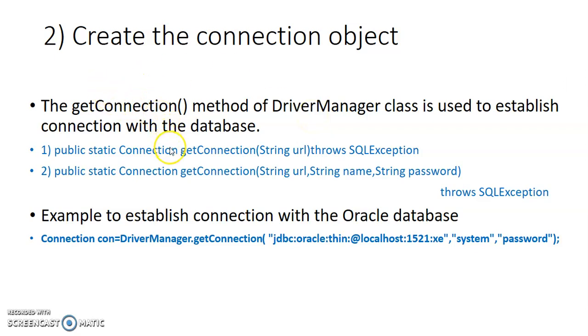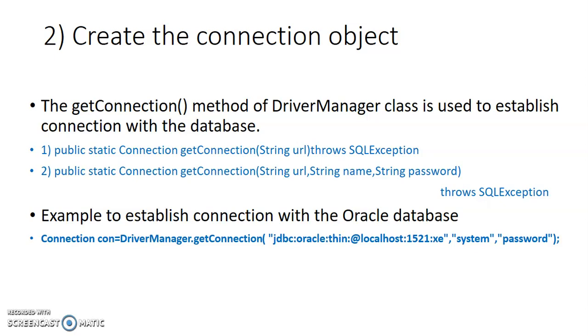There are two flavors, two variations of getConnection. The first one accepts only one string URL, and the second version accepts 3 parameters: one is the URL, second is the name, and third is the password. Both getConnection methods return the connection object, a connection reference, and they throw the SQLException.